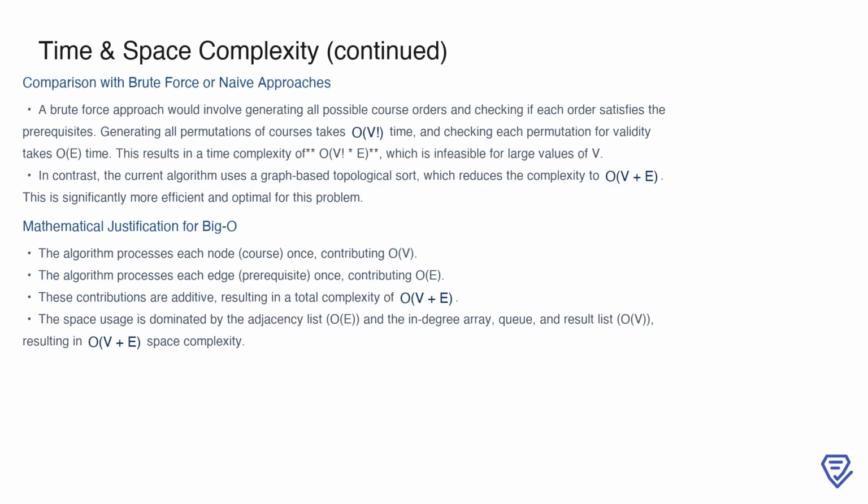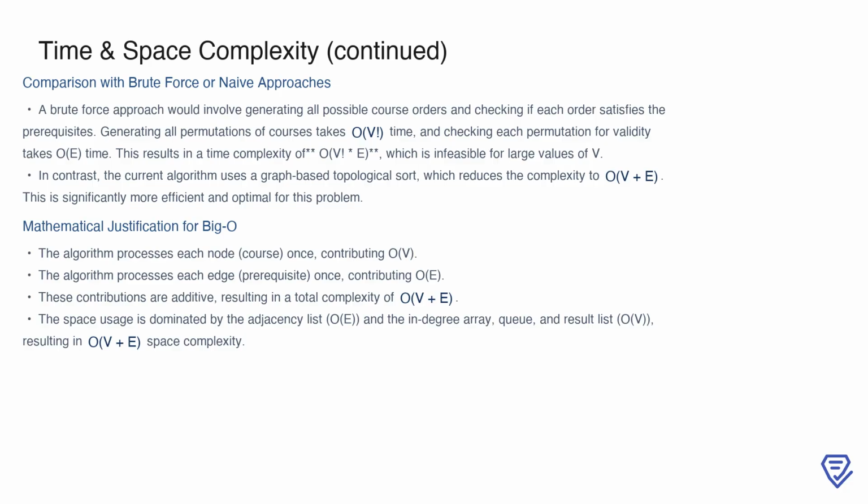When comparing this algorithm to a brute force or naive approach, the efficiency becomes even more apparent. A brute force method would generate all possible course orders, which requires O(V!) time, and then check each order to see if it satisfies the prerequisites, which takes O(E) time per permutation.